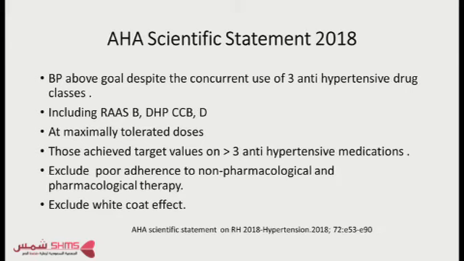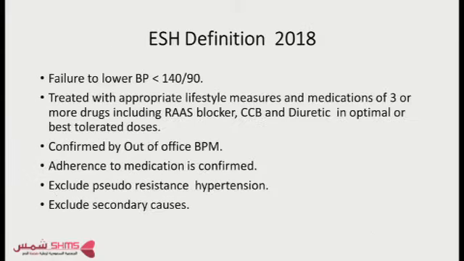Now, we also had the AHA scientific statement of 2018, where it said blood pressure above goal despite the current use of 3 antihypertensive drugs, including RAS blockade, diuretics, and CCB, at maximum tolerated doses, and those who achieve target on more than 3 antihypertensive medications. They had to exclude non-adherence and exclude the white coat effect. Now, the European definition kept more or less the same target, less than 140/90. Again, they stressed the importance of appropriate lifestyle measures and medications of 3 or more, including these medications. It should be confirmed by out-of-office measurement, adherence to medication is confirmed, pseudo-resistance is excluded, and secondary causes are excluded.